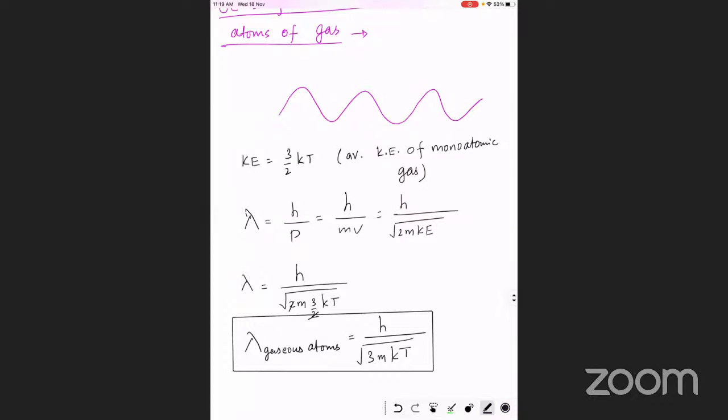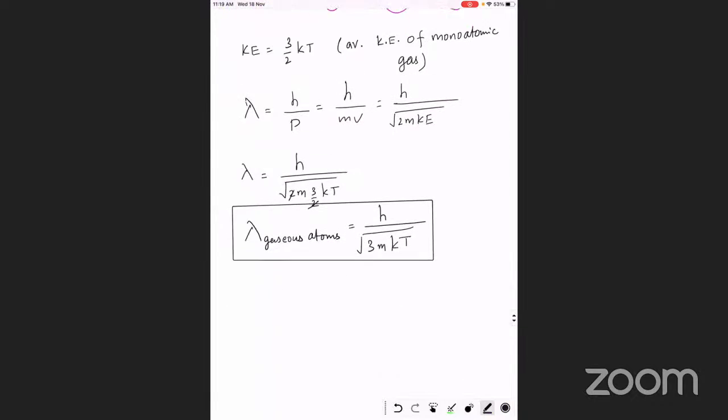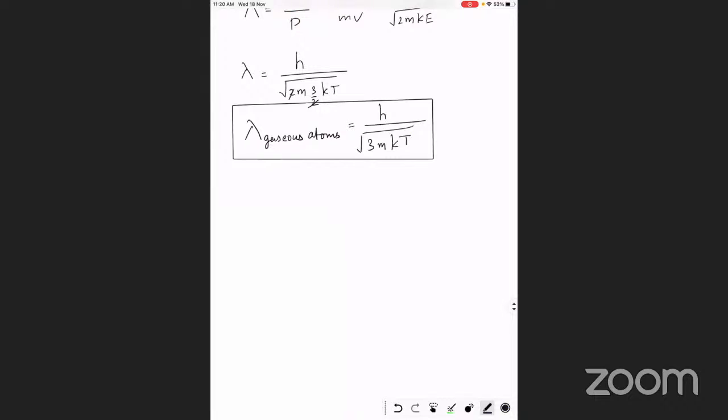ठीक है, चलो अब मेरे साथ लिखो, write characteristics of matter waves. Everyone write characteristics of matter wave.